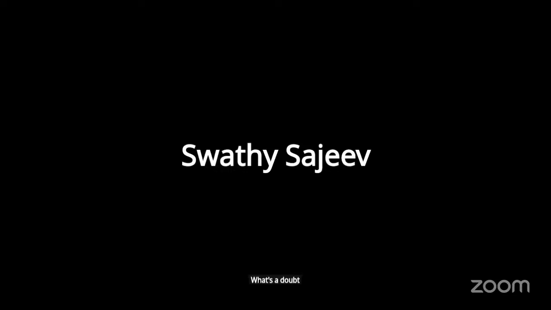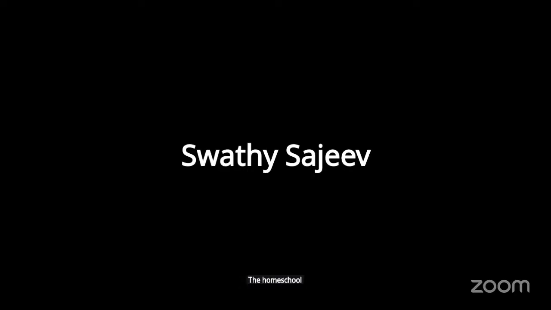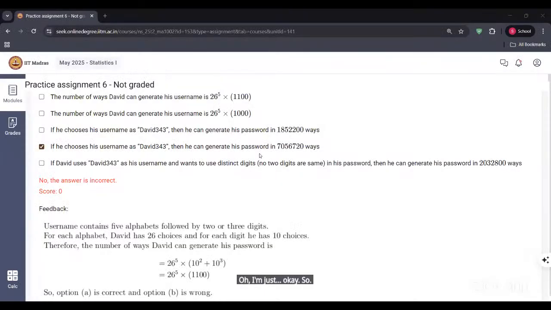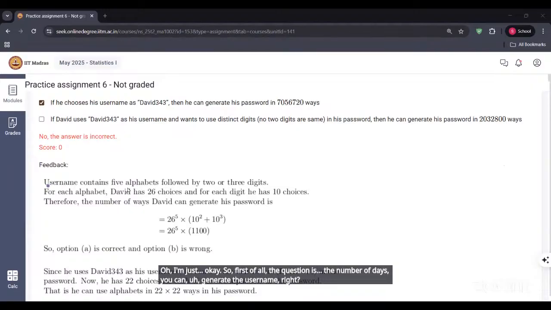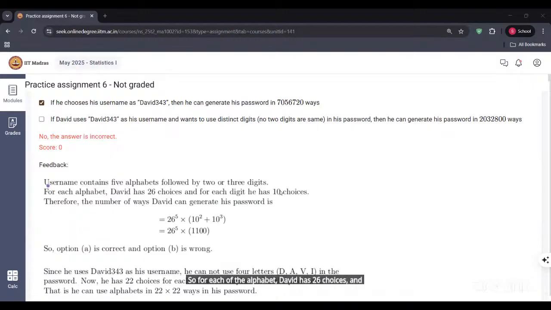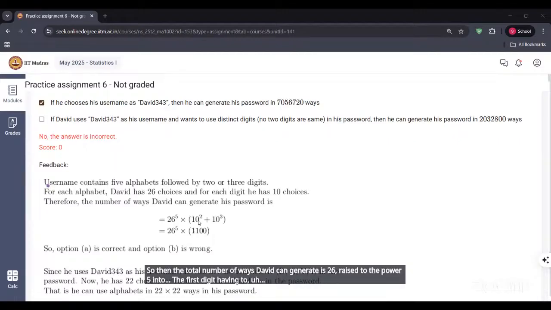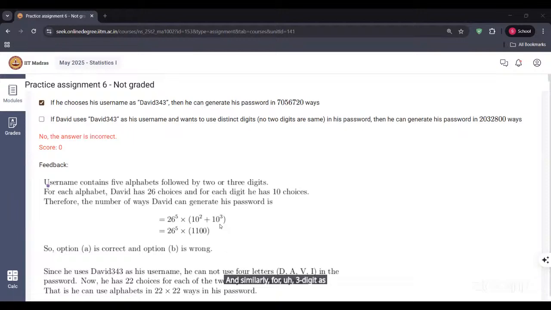What's your doubt in this? I have doubt in the whole solution part. Okay. So first of all, the question is the number of ways you can generate the username, right? The username contains 5 alphabets followed by 2 or 3 digits. For each alphabet, David has 26 choices and each digit has 10 choices. So the total number of ways David can generate is 26 raised to the power 5 into the first digit having 10 choices, and similarly for 3 digits as well. So they are taking the condition. This thing is clear?